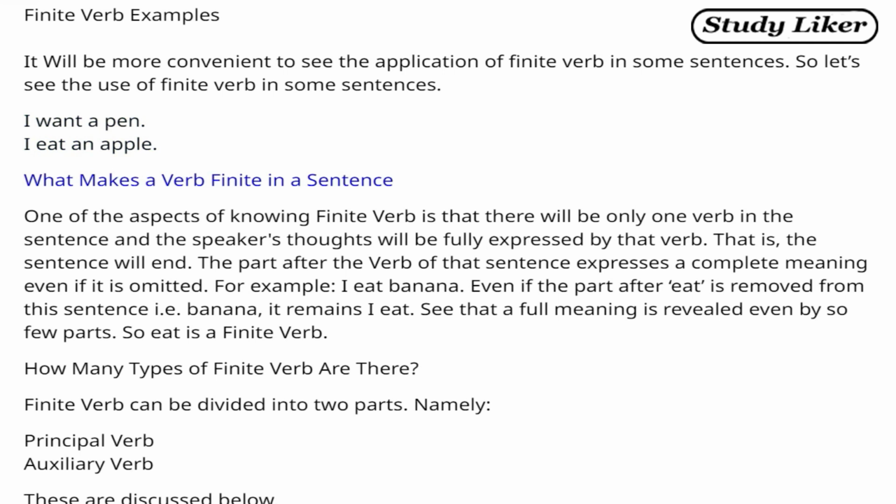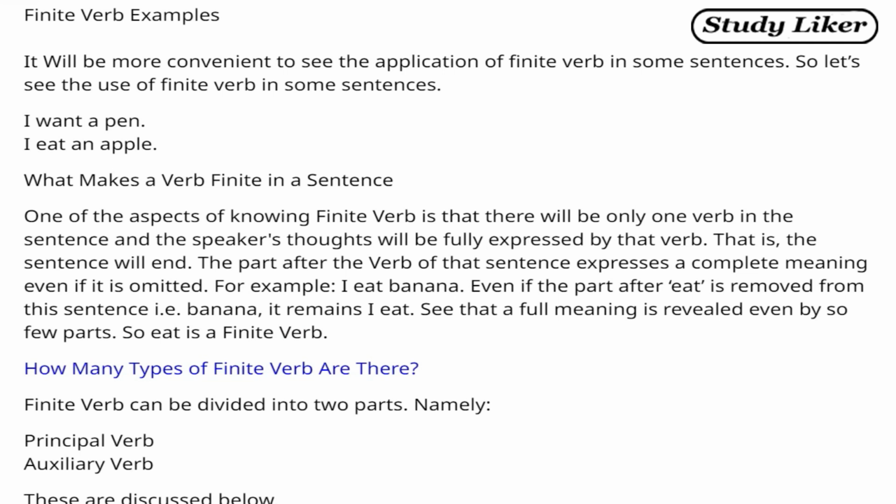What makes a verb finite in a sentence? One of the aspects of knowing finite verb is that there will be only one verb in the sentence and the speaker's thoughts will be fully expressed by that verb. That is, the sentence will end. The part after the verb of that sentence expresses a complete meaning even if it is omitted. For example, I eat banana. Even if the part after eat is removed from this sentence, i.e. banana, it remains I eat. See that a full meaning is revealed even by so few parts. So eat is a finite verb.